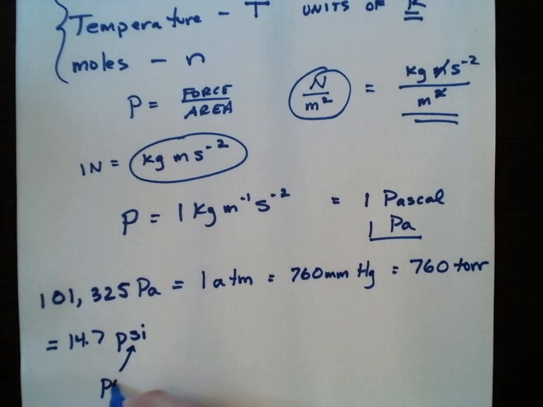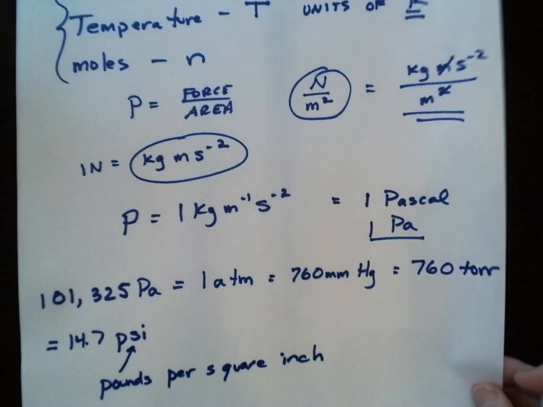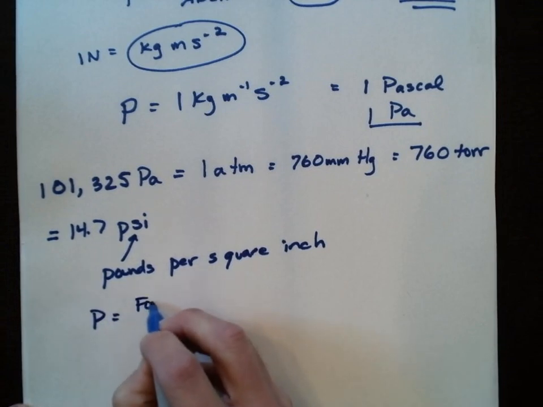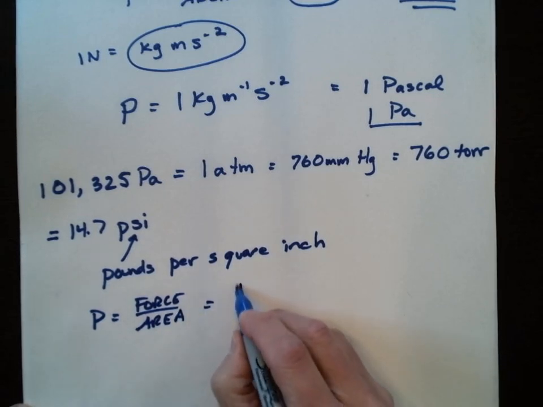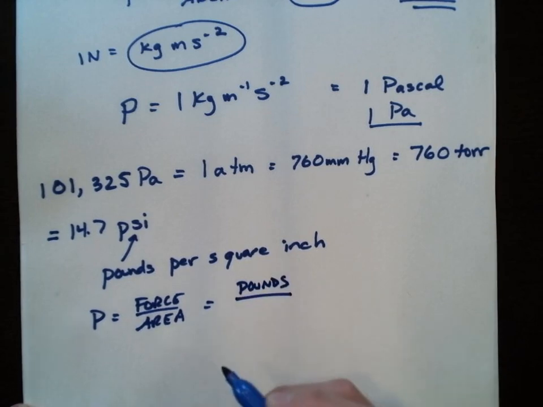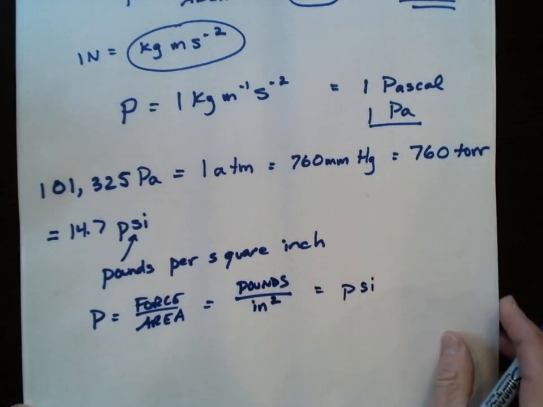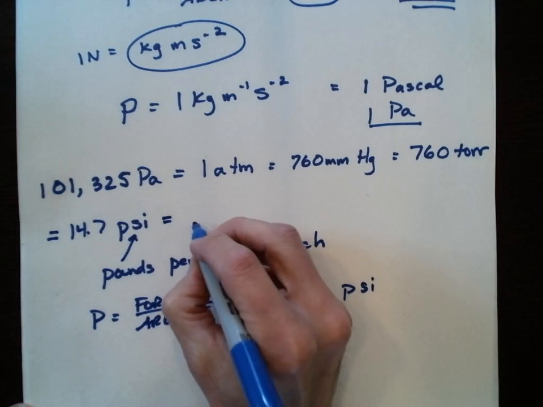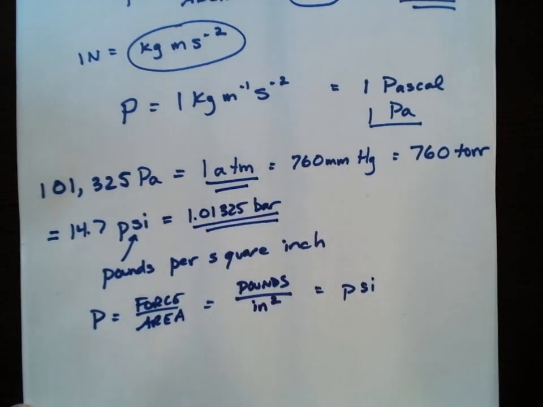pounds per square inch. And that's going to relate back to our unit of pressure. Remember, pressure is force over area. In the imperial system of units, force is in pounds, and a type of area in the imperial units will be inches squared. So that gives you psi, or pounds per inches squared. By the way, this is also equal to 1.01325 bar. So we see that a bar is very close to the same thing as an atmosphere.